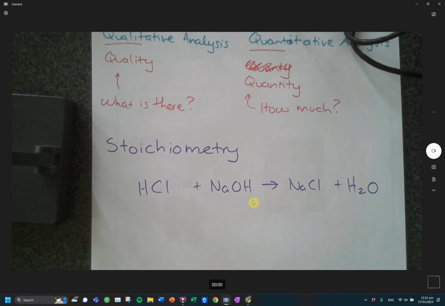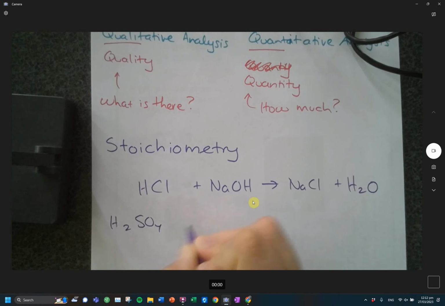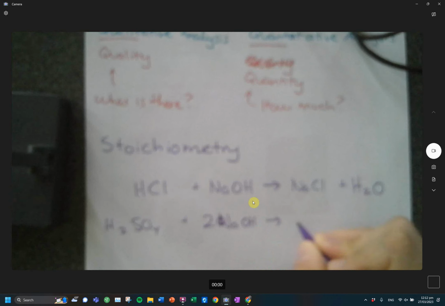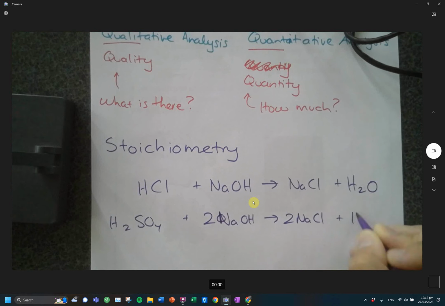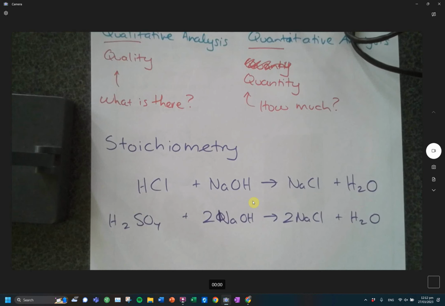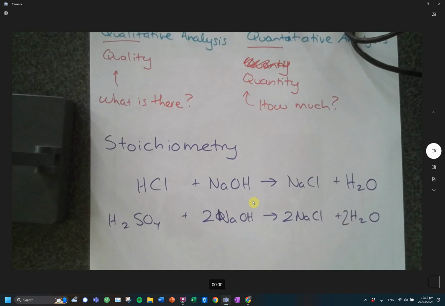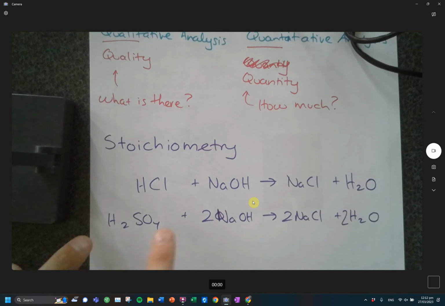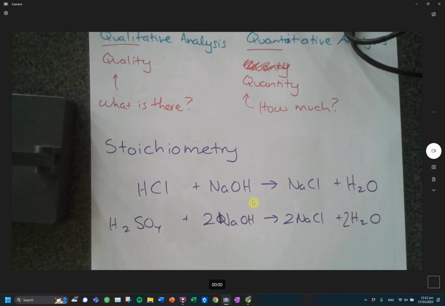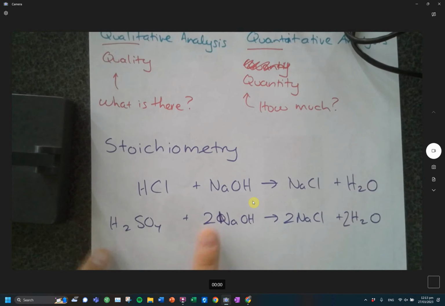If I had a different equation, let's say, for example, sulfuric acid and sodium hydroxide, I think that's balanced. Oh, wait a minute, was that balanced? Yes, it was. The water is supposed to be a 2. If I have this equation with sulfuric acid and sodium hydroxide, what this tells me is that whatever my sulfuric acid concentration is, I would need twice as much sodium hydroxide to balance it because it's a 2-to-1 ratio.